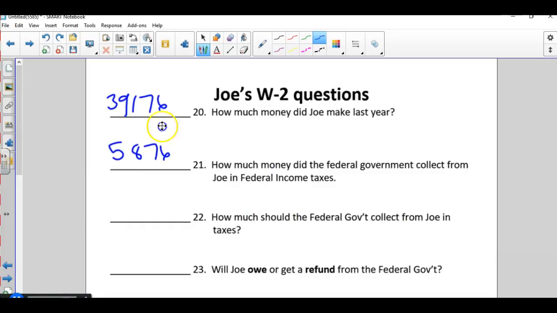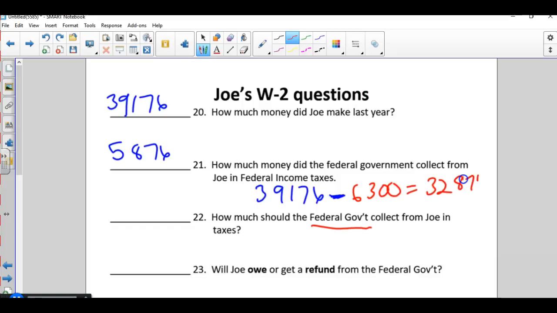Well, listen, if I take this amount right here, $39,176, and subtract 6,300, all right? Now, this is for federal government. You always do this number right here. Always, always, always 100% do that number. When you do that, it's going to give you $32,876. This amount right here is what you look up. Federal, always subtract 6,300 and then look this number up, okay?